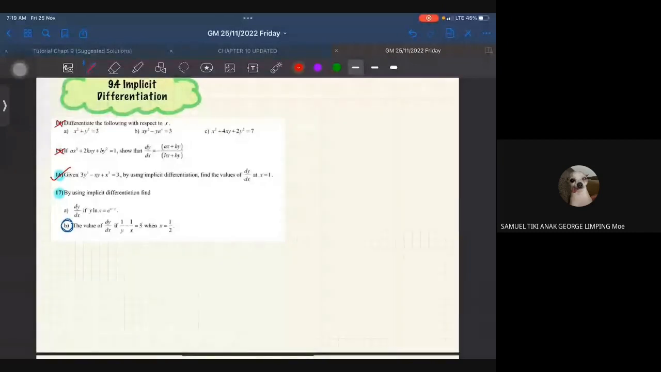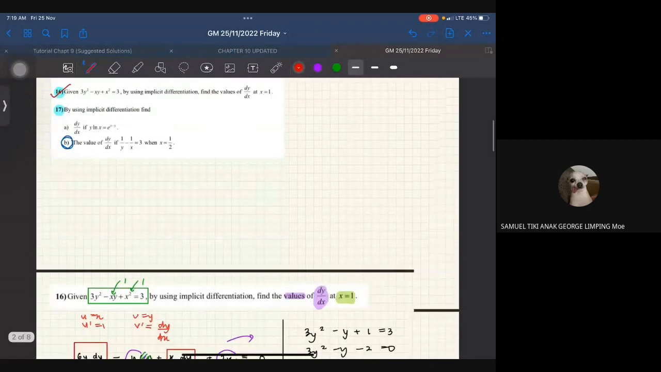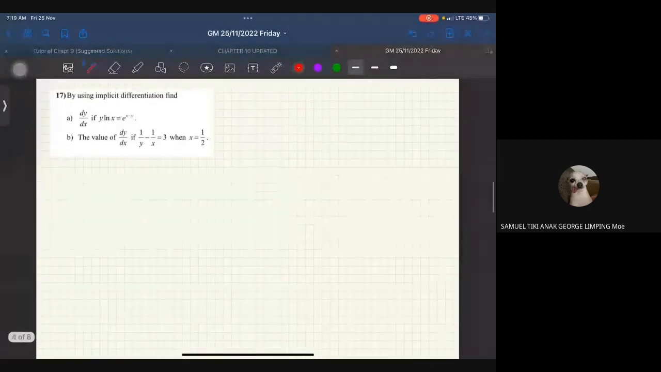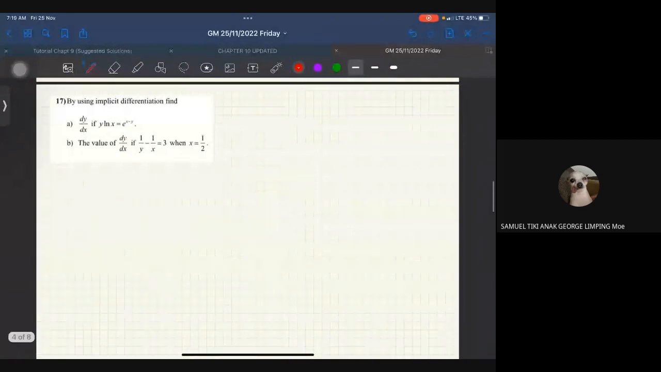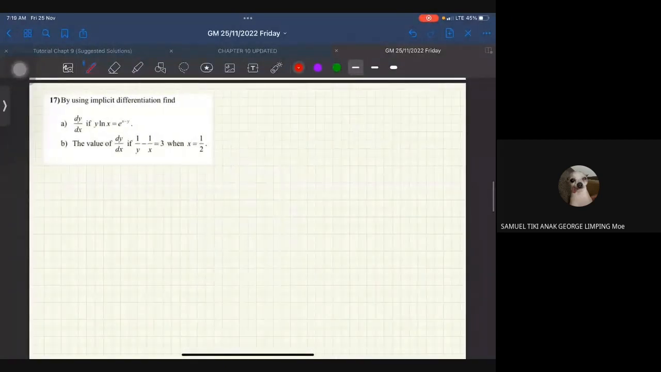Number 17 bola. Kejap. So ada kawan awak request untuk saya discuss 17B. Okay, let's read the question first. Kita baca soalan sama-sama dulu. Saya bagi jalan kerja sikit and then boleh sama sendiri daripada situ. Okay, so dia cakap dekat situ by using implicit differentiation. So just focus on the second part, D part.